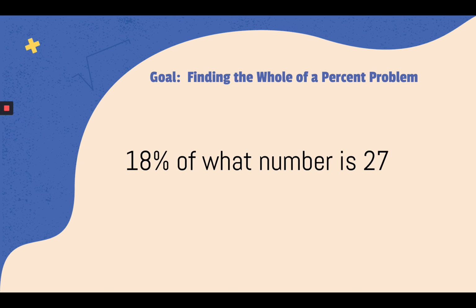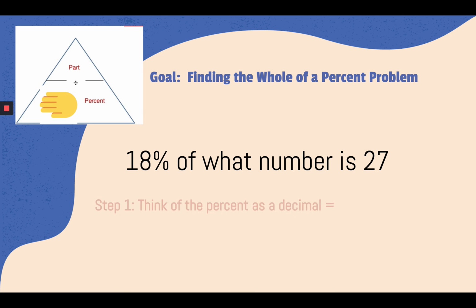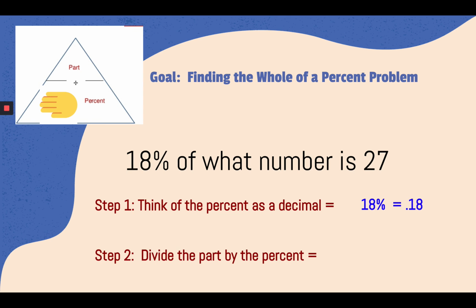And your last question in this video, 18% of what number is 27? So last time, think of the percent as a decimal. 18% is 0.18. We're going to divide the part by the percent. So 27 divided by 0.18 gives you an answer of 150.